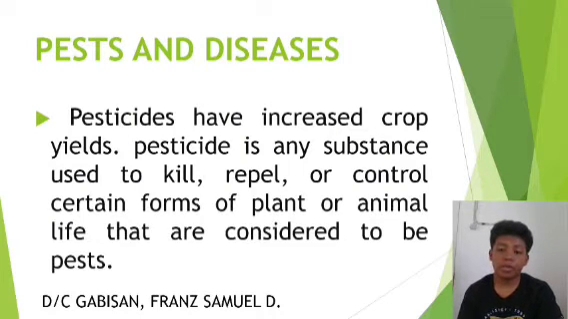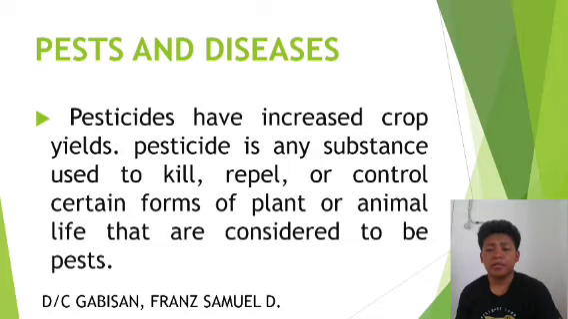So, pests and diseases. Pesticides have increased crop yields. A pesticide is a substance used to kill, repel, or control certain forms of plant or animal life that are considered to be pests. Farmers in advanced countries can afford pesticides, whereas most farmers in low-income developing countries cannot afford them. So that is the big difference in using technology in advanced countries and developing countries.